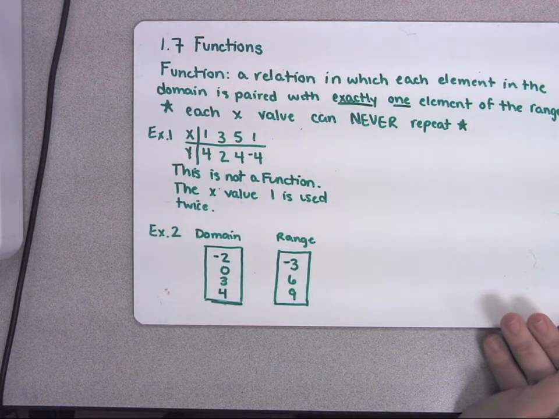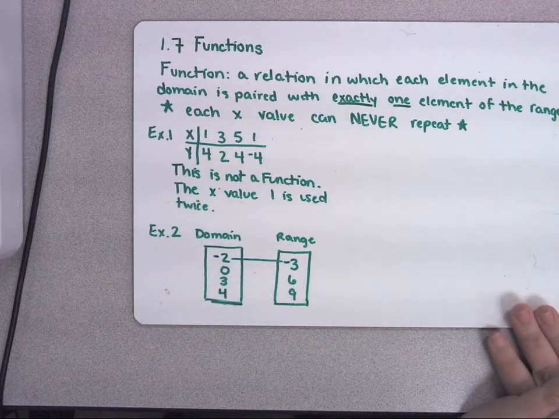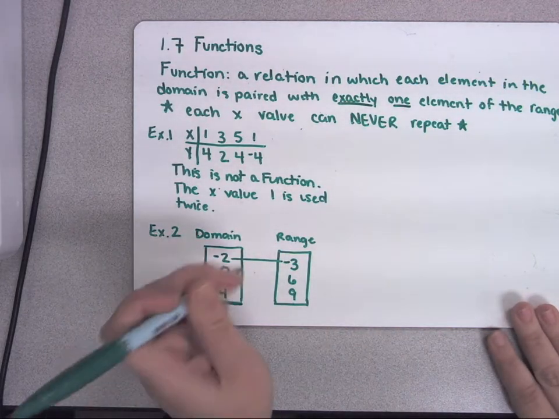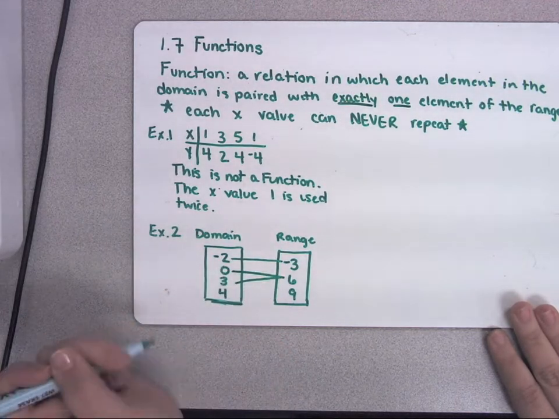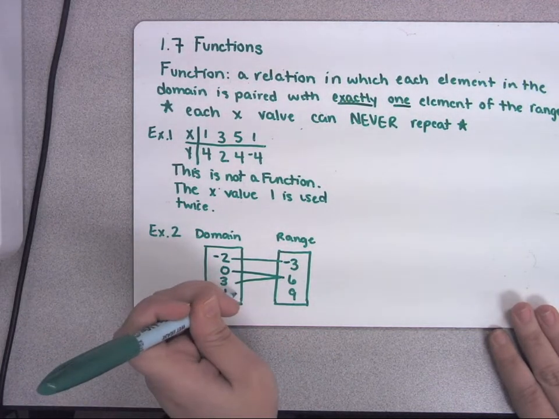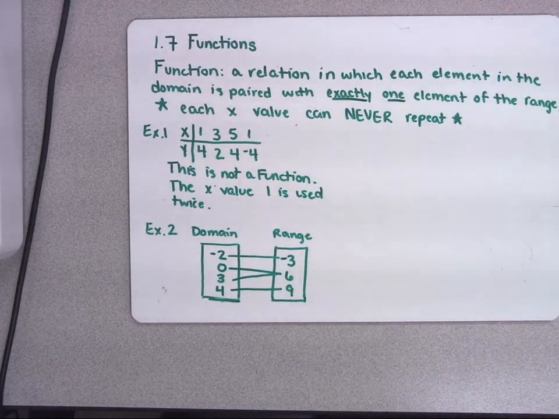Maps are all about the lines, aren't they? So right now we don't know anything. We've got to see our lines. First line, -2 to -3. Second line, 0 to 6. Third line, 3 to 6. Fourth line, 4 to 9. Now, again, maps are all about the lines. Again, we only care if the x's are repeated. So again, look at it. Are any of my x values used more than once?